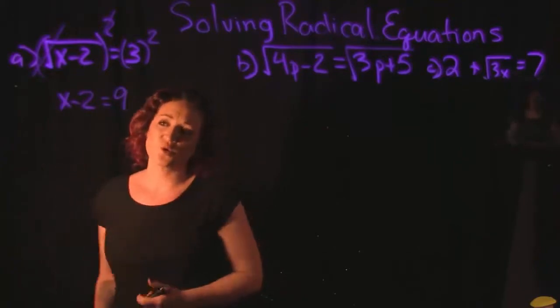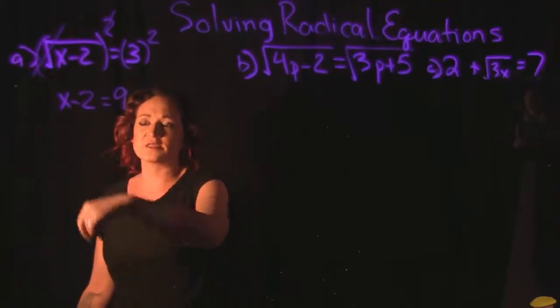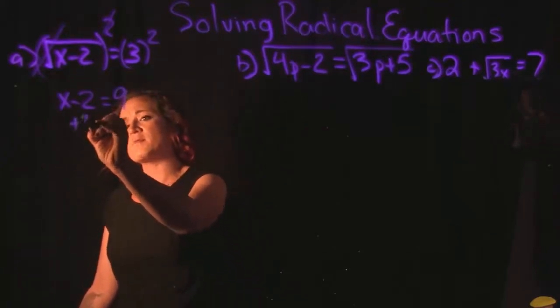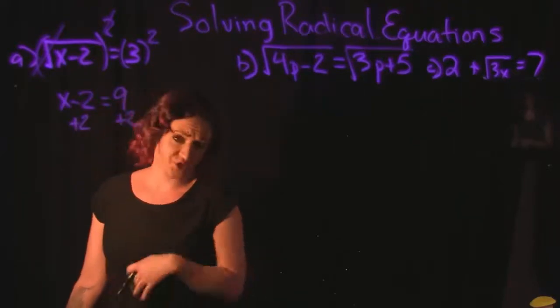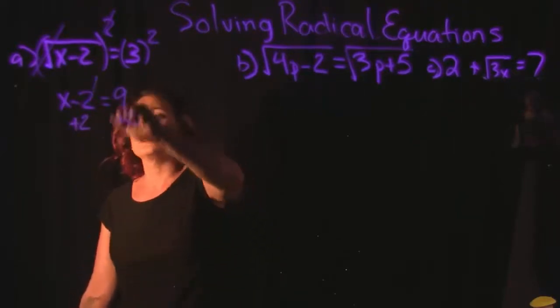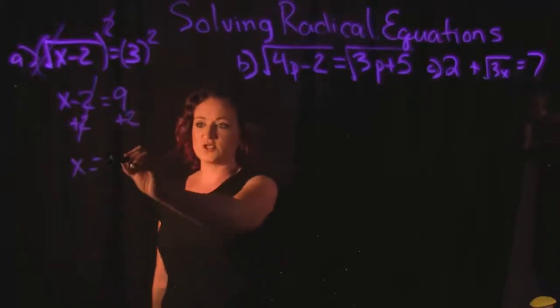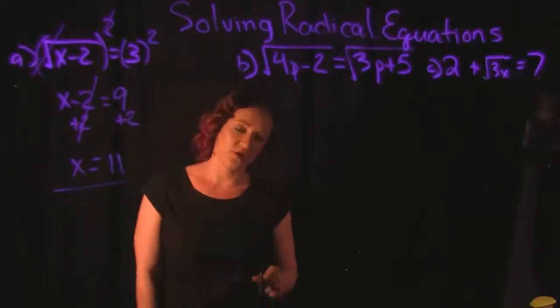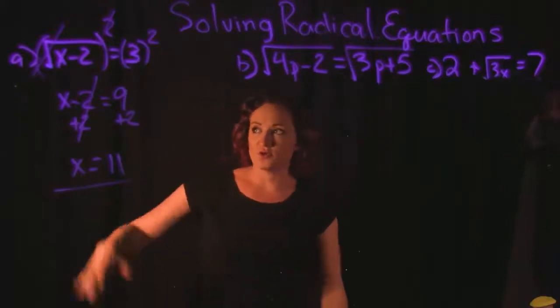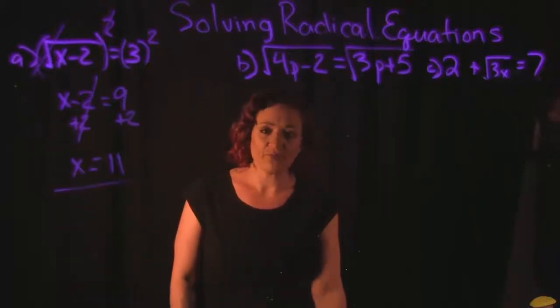This brings us down to a one-step problem. I have this x minus 2. We need to get rid of the minus 2, so we will add 2 on both sides. Negative 2 plus 2 cancels, leaving us with x, and 9 plus 2 gives us an 11 over here. So that's our solution for this particular equation.